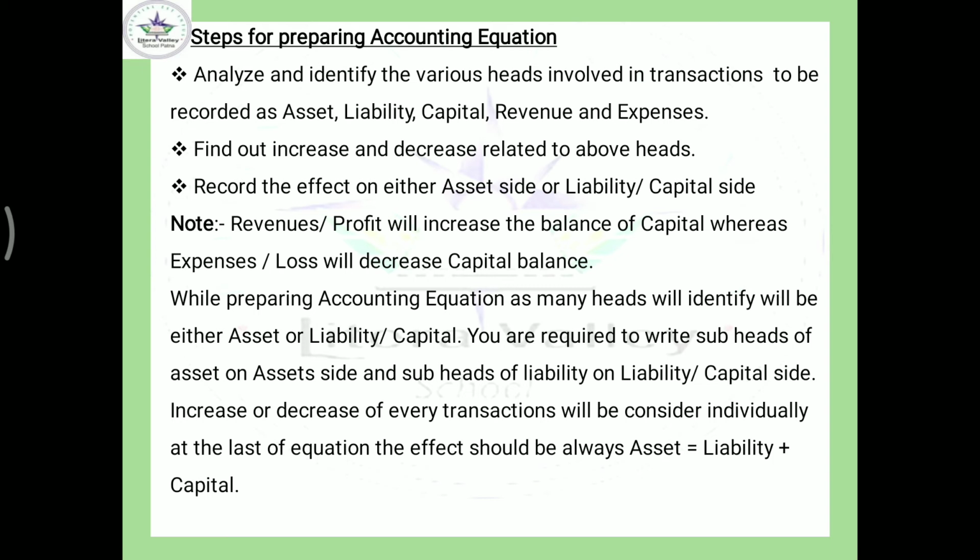For example, we can take salary paid. A firm has paid salary to an employee. Salary is an expense. Why is it an expense? Because it has been used for the business. You are paying salary to the employee because the employee is working for the business. So it is an expense. On capital, it will reduce the balance of capital, and if salary has been paid in cash, it will reduce the balance of cash, and if by cheque, it will reduce the balance of bank. So again the equation is equal.